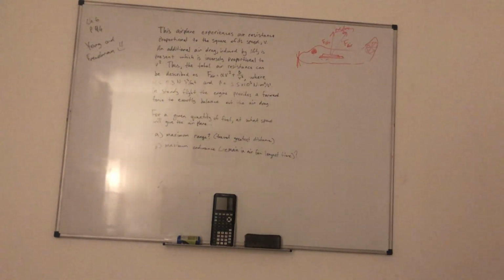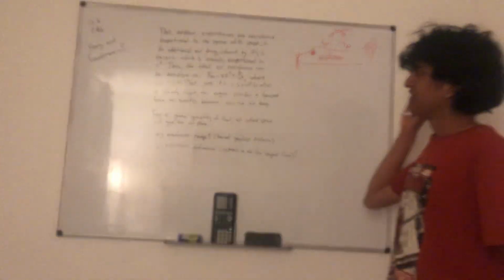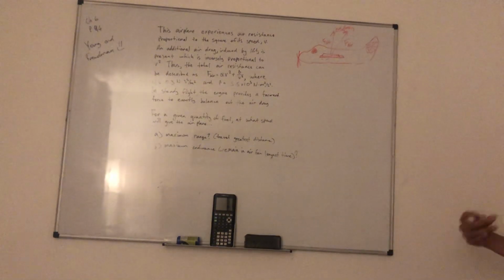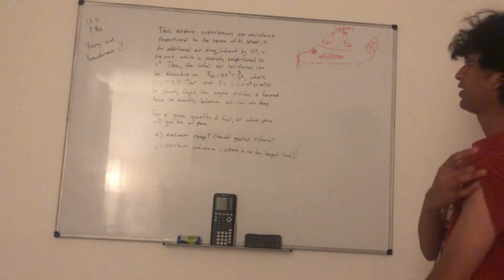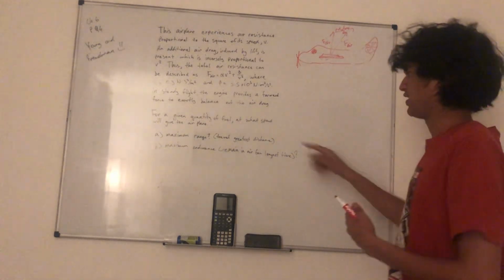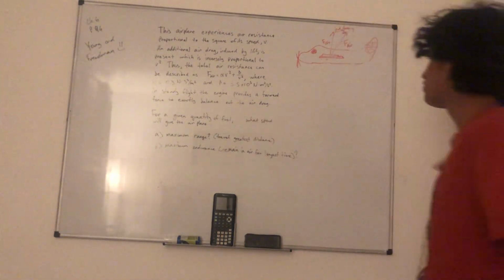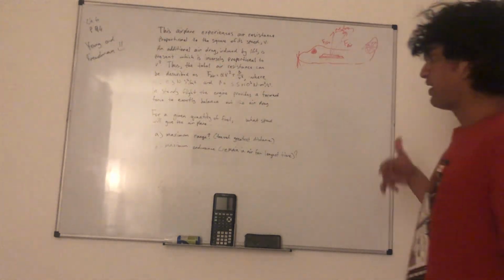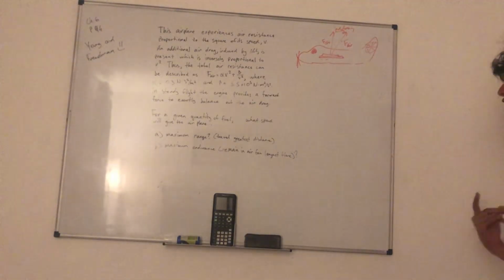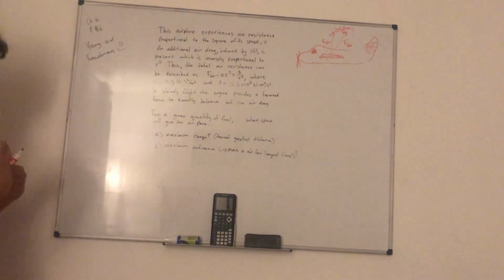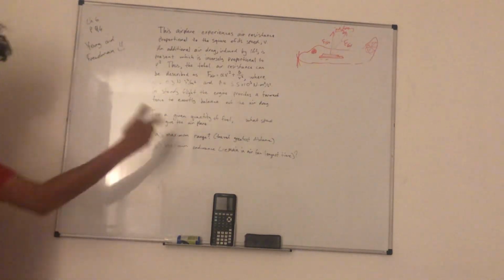plus beta over v squared. Okay, so in steady flight, the engine provides a forward force to exactly balance out the air drag, right? So for a given quantity of fuel, at what speed will give the airplane maximum range, travel the greatest distance, and maximum endurance, remain in the air for the longest time? So if you have a certain amount of fuel, how fast would you have to be moving to get the most range and the most time in the air?